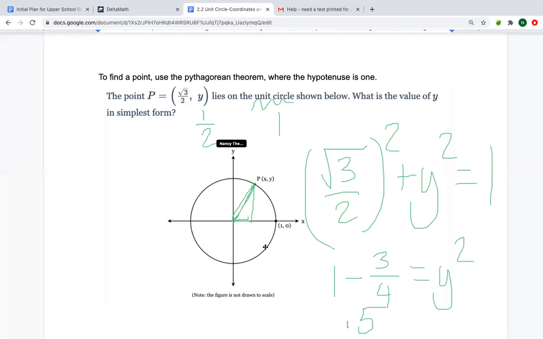Now, most of you probably recognize the square root 3 over 2 as a value from the unit circle that you already know from those core values that you learned in last class. But sometimes the number won't be as straightforward, but it's the same process of using Pythagorean theorem and setting it equal to 1.